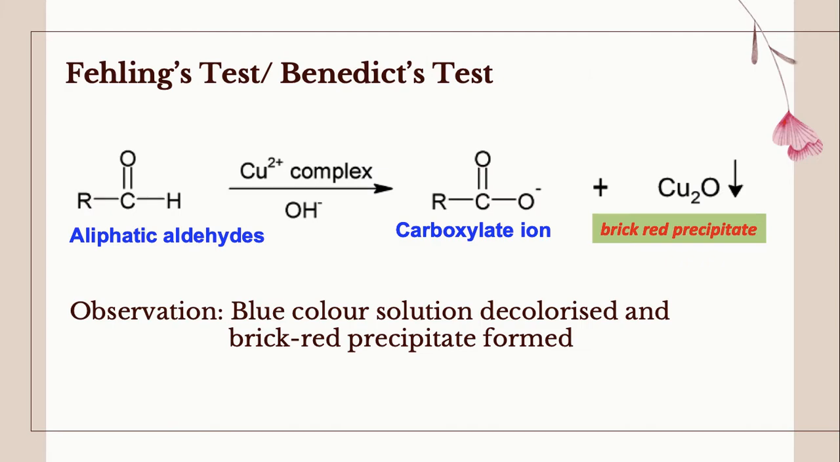In Fehling's test or Benedict's test, the aliphatic aldehyde reacts with Fehling's or Benedict's reagent, which is the Cu2+ complex in basic solution, producing carboxylate ion and Cu2O. This is the brick red precipitate. The observation for Fehling's test or Benedict's test is that the blue solution is decolorized and a brick red precipitate forms.